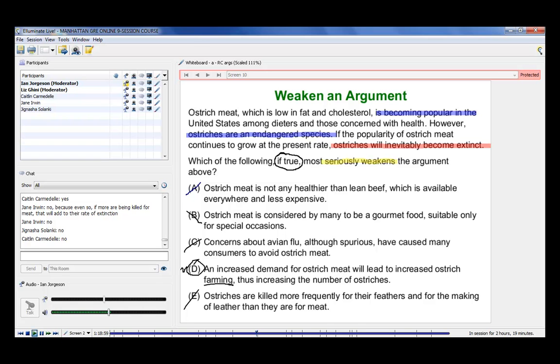Notice they never said they will remain endangered in the future. They just said they're endangered now. And so we've attacked that idea by saying, hey, we're going to start farming them. And if we start farming them, then they're not necessarily going to go extinct. It severs the link between the evidence and the conclusion. That's what we're looking to do. Questions about this at all?